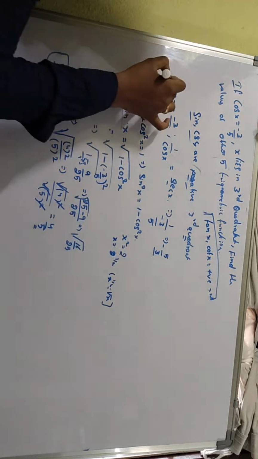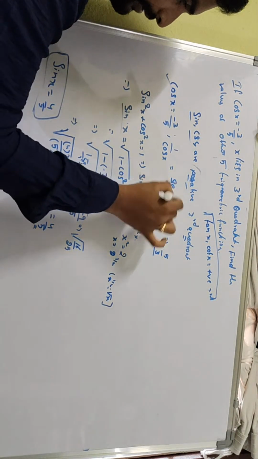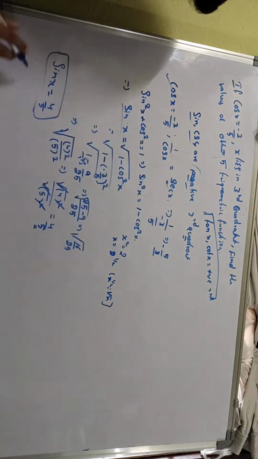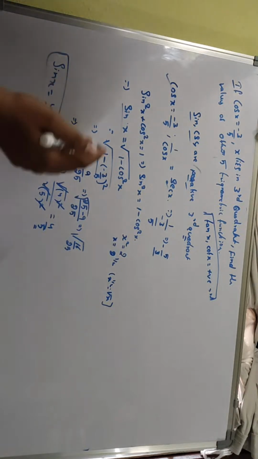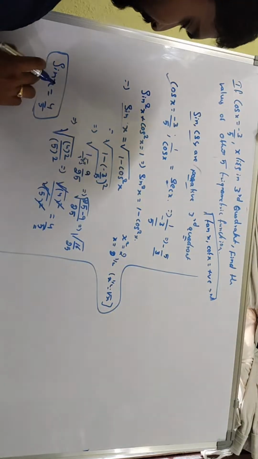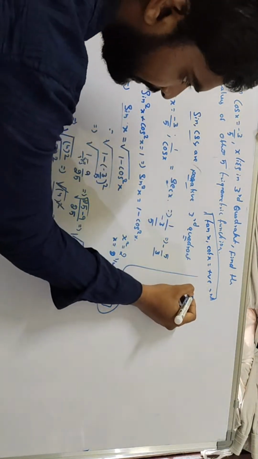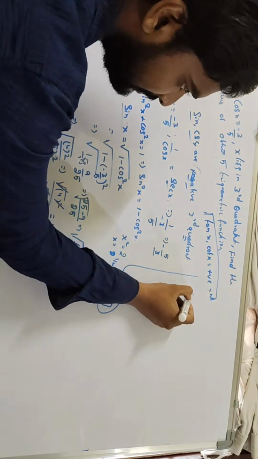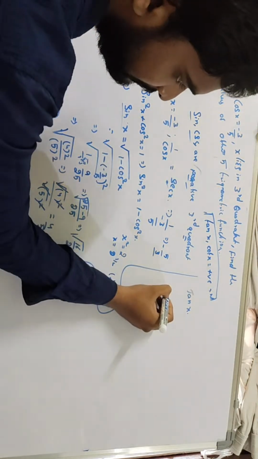Now we are going to find the three trigonometric functions. Cos x is already given in the question, and the reciprocal of cos x is secant x, minus 5 by 3, and sin x becomes 4 by 5. What are the remaining trigonometric functions we are going to find? Remaining are tan x, and the last one is cot x.